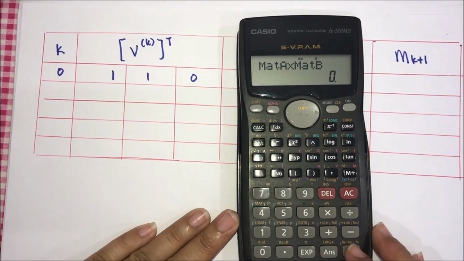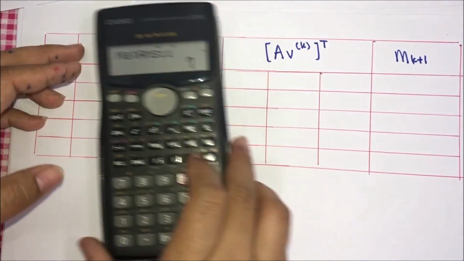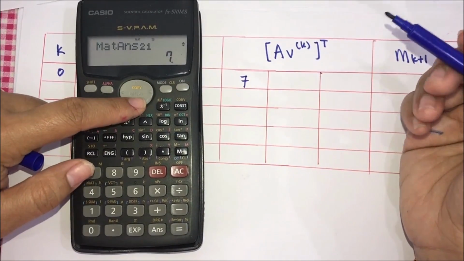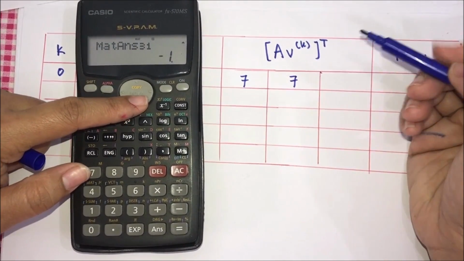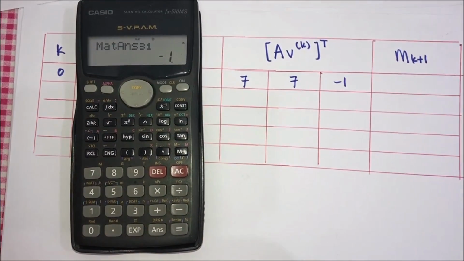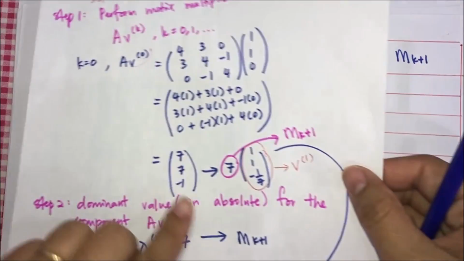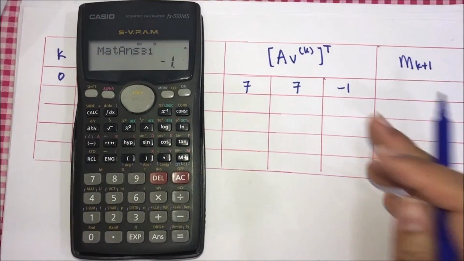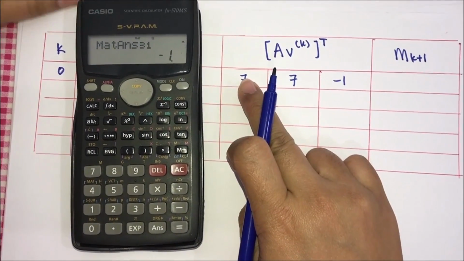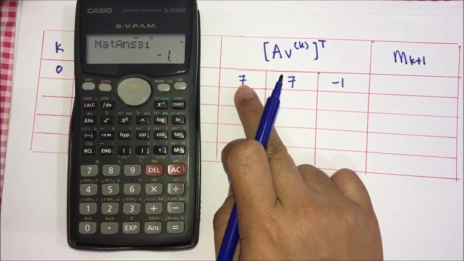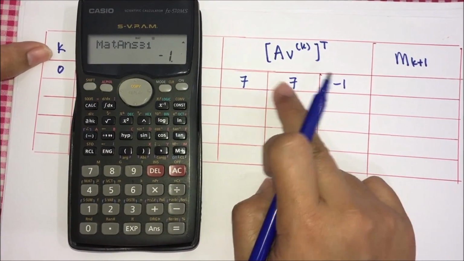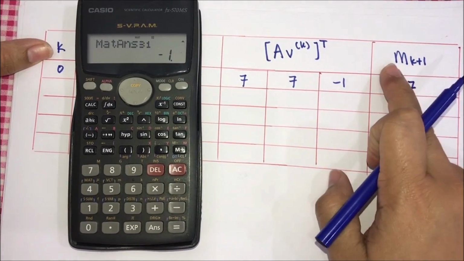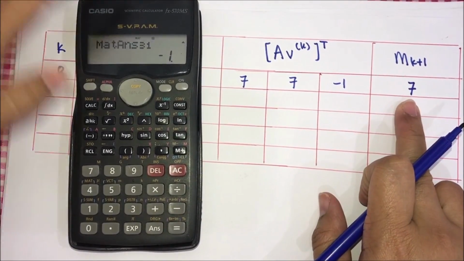So you will get 7, 7, and then negative 1, right? This is the same as what we just calculated manually. From these 3 values, 7, 7, negative 1, the dominant value in absolute terms is 7. So we choose m_(k+1) as 7.